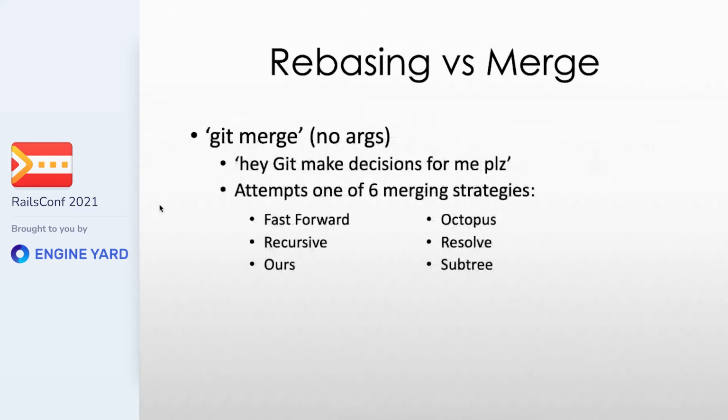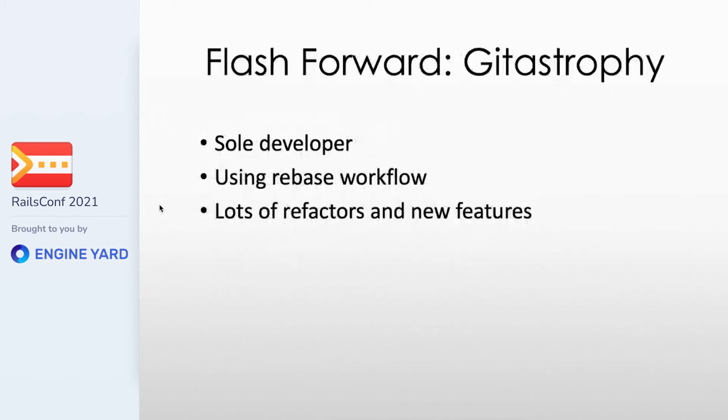When you're using git merge, you're actually telling Git to make decisions for you. What it will do is choose one of 6 different merging strategies and then do that. I don't have time and I don't have illustrations for these different strategies, but I really encourage you to look them up yourself. So let's fast forward to a few months ago.